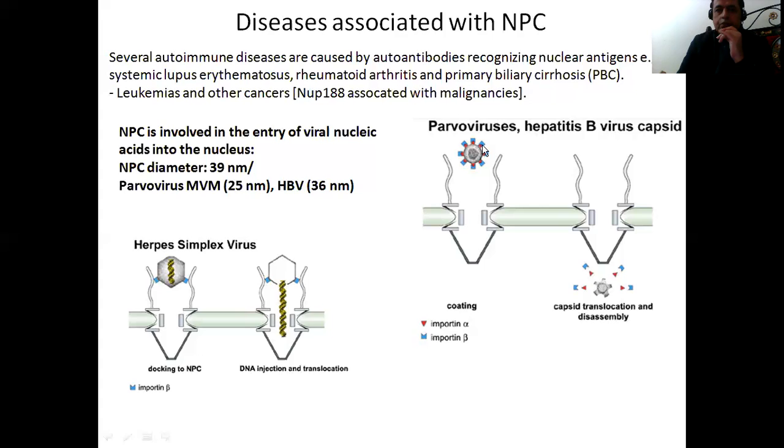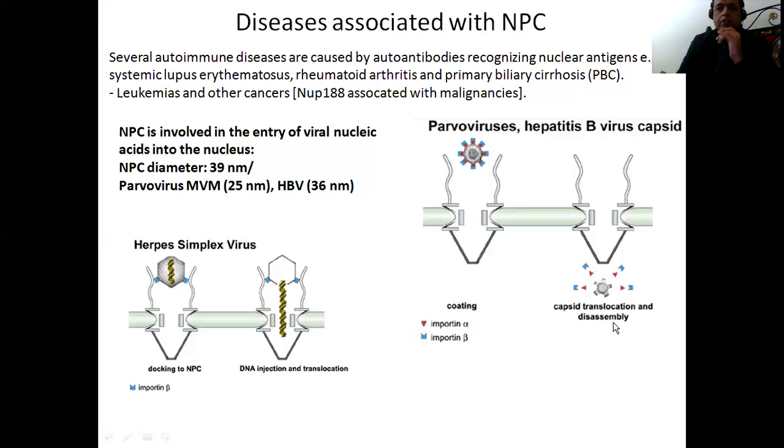With the help of these proteins, the parvovirus would just enter into the nucleus in its intact form, and uncoating would take place over there. And in the case of hepatitis B virus, for instance, again the particle is smaller, 36 nanometer. The space is 39 nanometer. So the virus would be translocated into the nucleus along with the capsid.